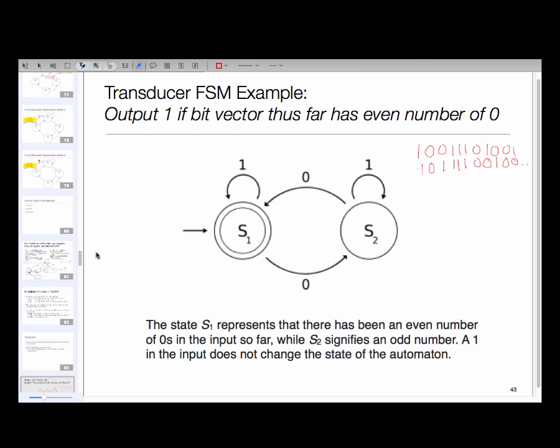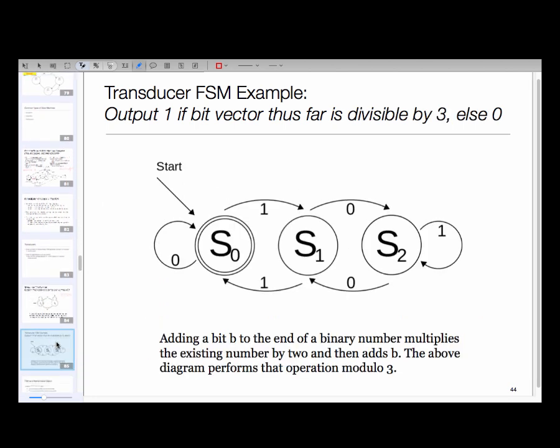Let's try another example. Output, so again I'm getting zeros and ones, and what I want is that output is 1 if the number you have received thus far is divisible by 3. Okay, so let's take an example. Let's say I get 0, 0, 1, 1, 0, 1, 1, 0, 1, 0, 1, and so on and so forth. Let's say that's what I'm getting.